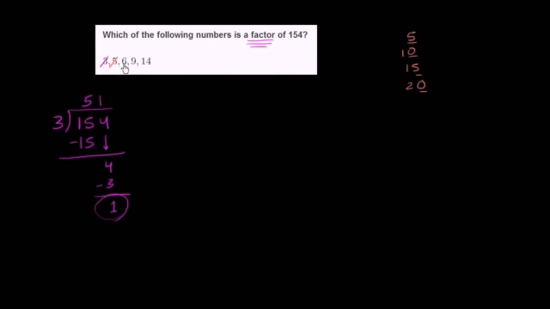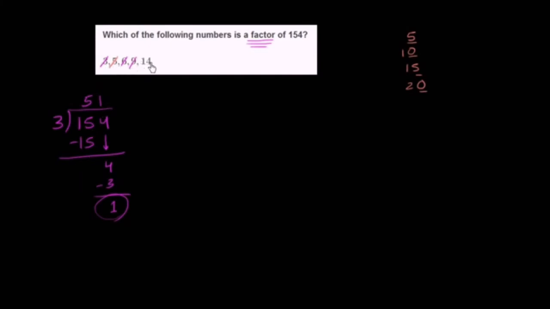Now 6 is interesting. You could do the same thing. You could try to divide 6 into 154. But if something is divisible by 6, it's definitely going to be divisible by 3 as well, because 6 is divisible by 3. So we can immediately rule this one out as well. Because 154 is not divisible by 3, it's also not going to be divisible by 6. And you could try it out if you like. And we can make the same argument for 9. If something is divisible by 9, it's going to be divisible by 3, because 9 is divisible by 3. Well, it's not divisible by 3, so we're going to rule out 9 as well. So we've ruled out everything.